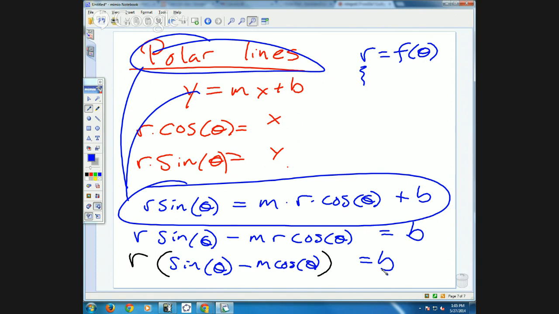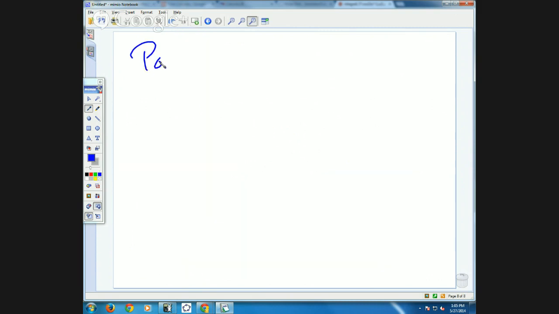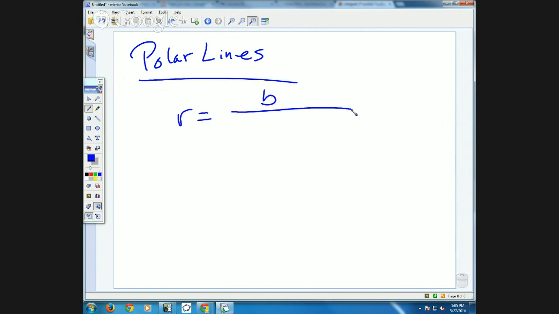So we bring the m r cosine theta to the left to get all the r's together. So I think for polar lines, r equals b over sine of theta minus m, the slope, times the cosine of theta. Oops, I think that's what I'm getting.